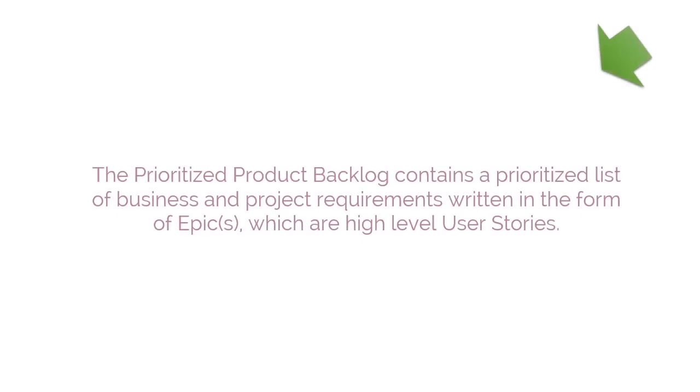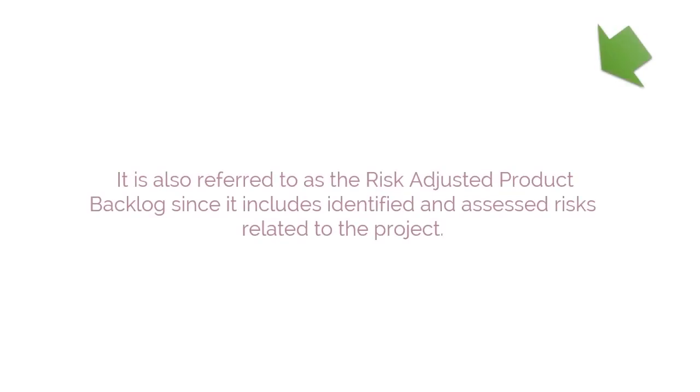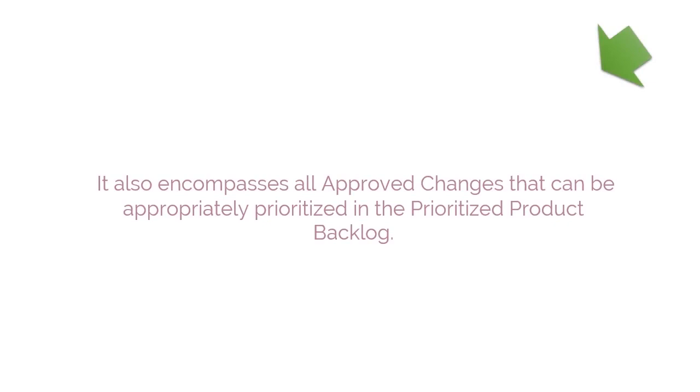Prioritize Product Backlog. The Prioritize Product Backlog contains a prioritized list of business and project requirements written in the form of epics, which are high-level user stories. The Prioritize Product Backlog is based on three primary factors: value, risk or uncertainty, and dependencies. It is also referred to as the Risk-Adjusted Product Backlog, since it includes identified and assessed risks related to the project. It also encompasses all approved changes that can be appropriately prioritized in the Prioritized Product Backlog.